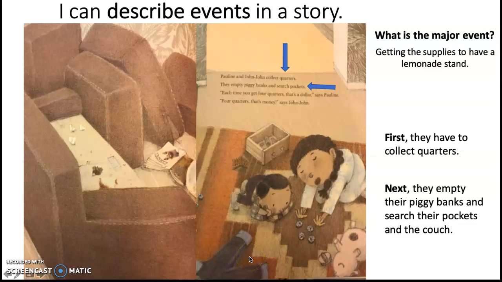So it's really important that we use both the text and the illustrations when we're describing events. Do you also see how my first and next events are still all about how they're going to be getting supplies for their lemonade stand? They had to find their money first, so that was the first part. I even used first and next for my events.